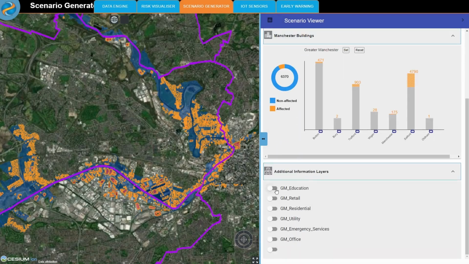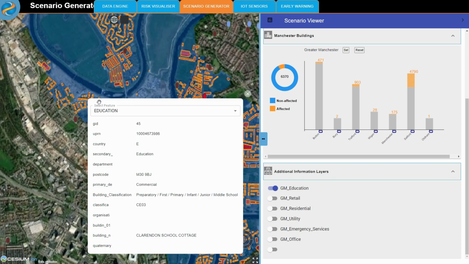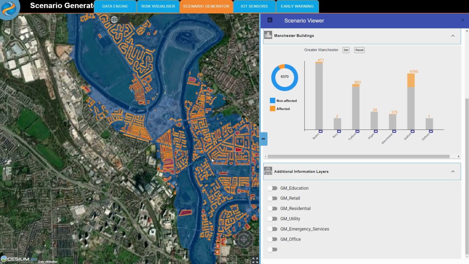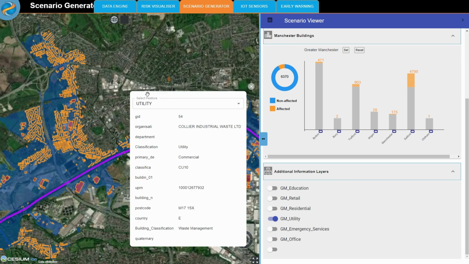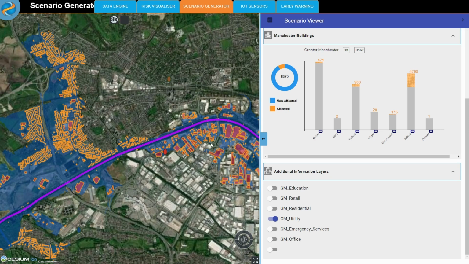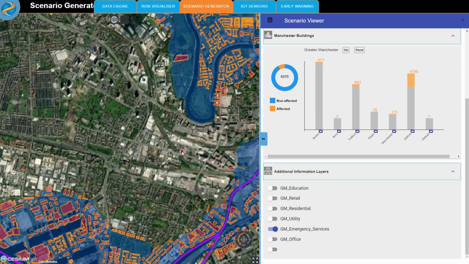Having understood the impact of the reservoir floods on properties, the trainees can move on to exploring the impact of the floods on critical infrastructures and vulnerable places, such as educational and medical establishments, by activating various property classification information provided by the scenario generator.